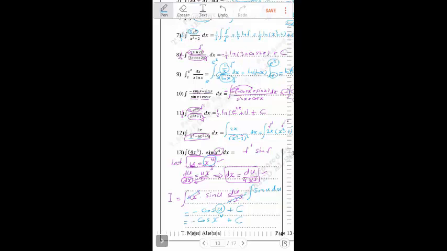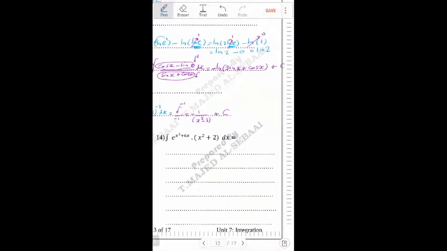Did you understand question number 13? See here, this is almost the differentiation of this. How did I know? Because the differentiation of x^3 is x^2, and the differentiation of x is a number. So this is a function, e to the power of a function, and here is almost f dash. It's not exactly f dash, but it is almost f dash. So how can I do that?